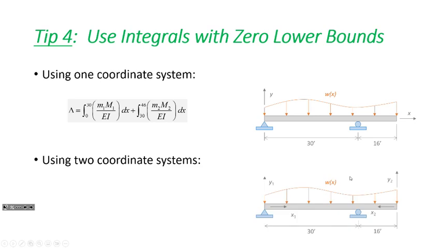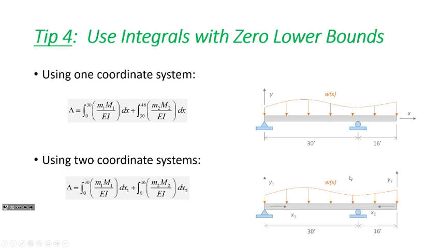But if I use two coordinate systems, I propose I can integrate from either direction. So I can integrate this way from 0 to 30, and then integrate this way from 0 to 16, okay?